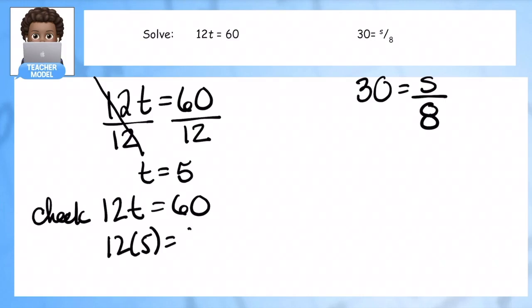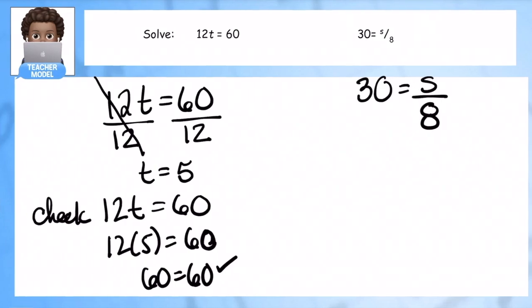12 times 5 equals 60. Yep, 60 is equal to 60, so this one is correct. Now our second one is a little bit more complicated because here I have a number being divided by 8. So how do I get my number by itself? So watch this. I still want somehow to be an 8 over 8. So I am going to multiply by 8 over 1.